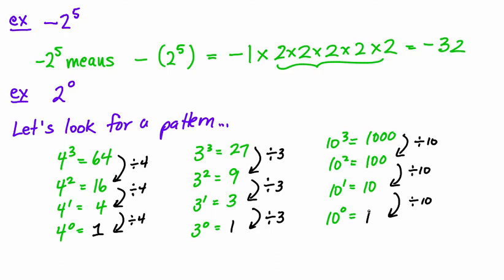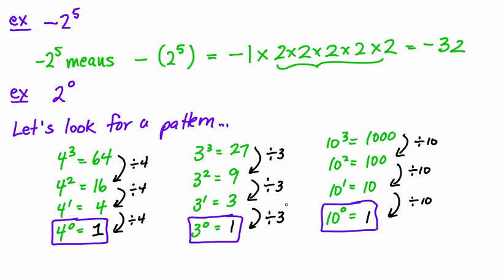And so by looking at this pattern, it looks to me like there is a pattern with the answers when the exponent is 0. And that is true. Anytime that the exponent is 0, we get an answer of 1. At least that's what the pattern looks like.